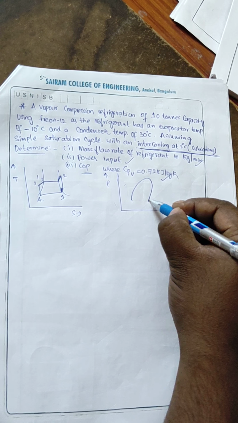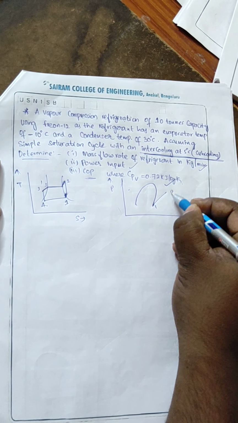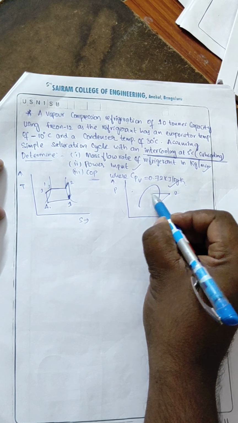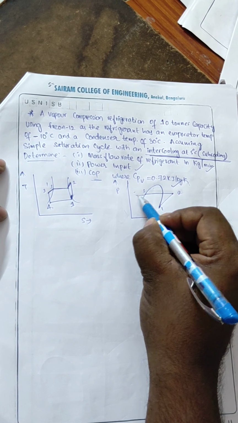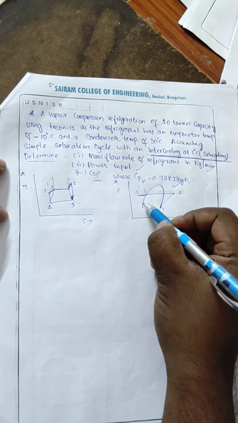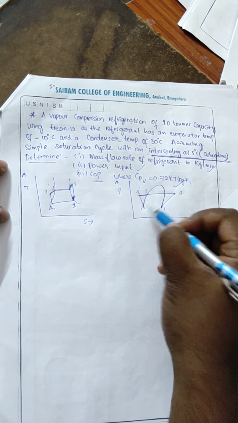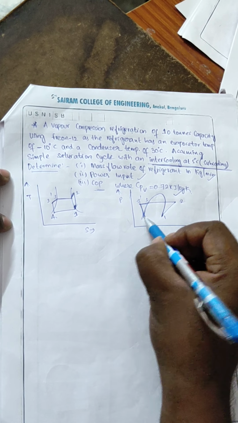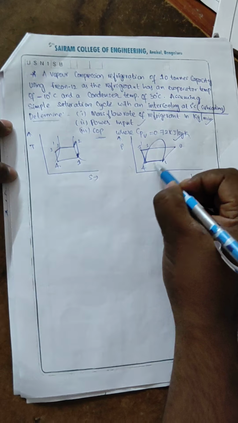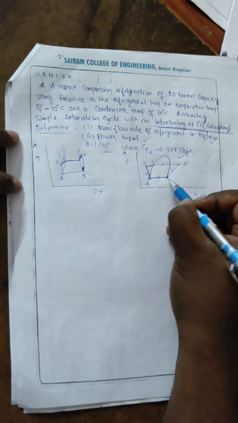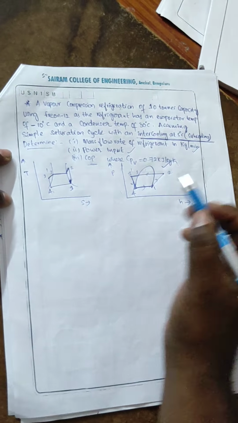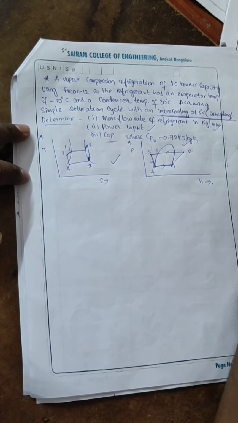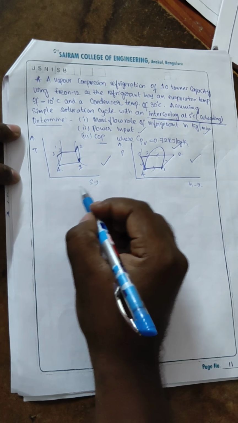In the same way, we need to draw the pressure-enthalpy diagram. It will start from here, 1, 2, and then 3 to 3 dash, and then it will come back to 4. It should be a straight line, and then this is 4, and then it will come back to the 1 region. So this is the temperature-entropy and pressure-enthalpy diagram.